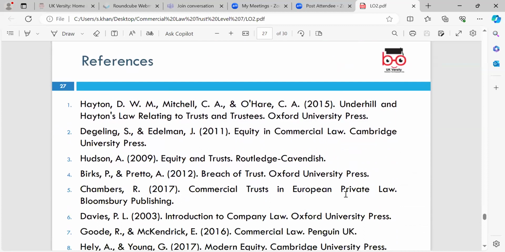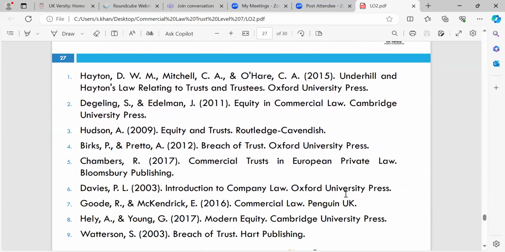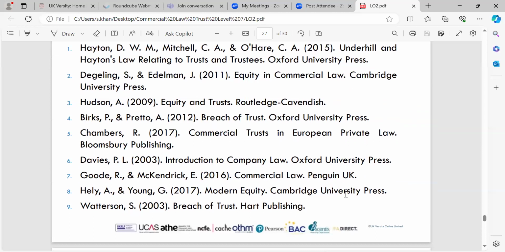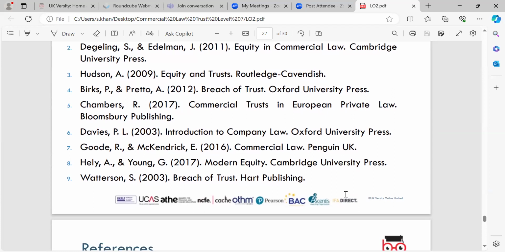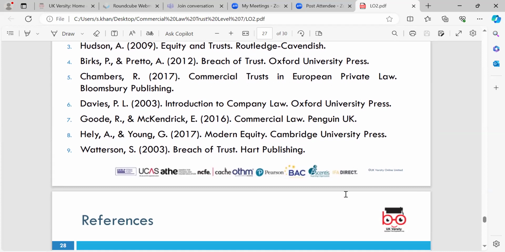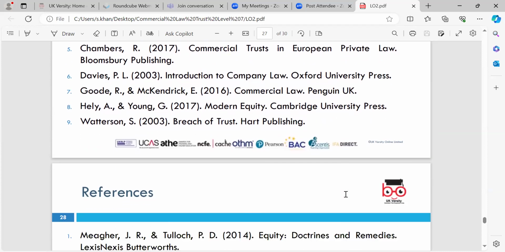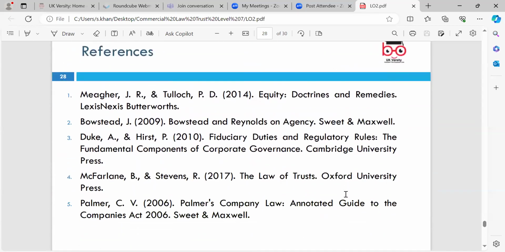References. We've finished learning outcome 2 now. The references used for today's session are Hayton, Mitchell, Underhill and Hayton's Law Relating to Trusts and Trustees; Equity and Commercial Law; Hudson, Equity and Trusts; Breach of Trust, Chambers, Commercial Trusts in European Private Law; Davies, Introduction to Company Law; Goode, Commercial Law; Haley, Modern Equity, Cambridge University Press; and Watterson, Breach of Trust. These are some really good references that will help you to complete your assignment.